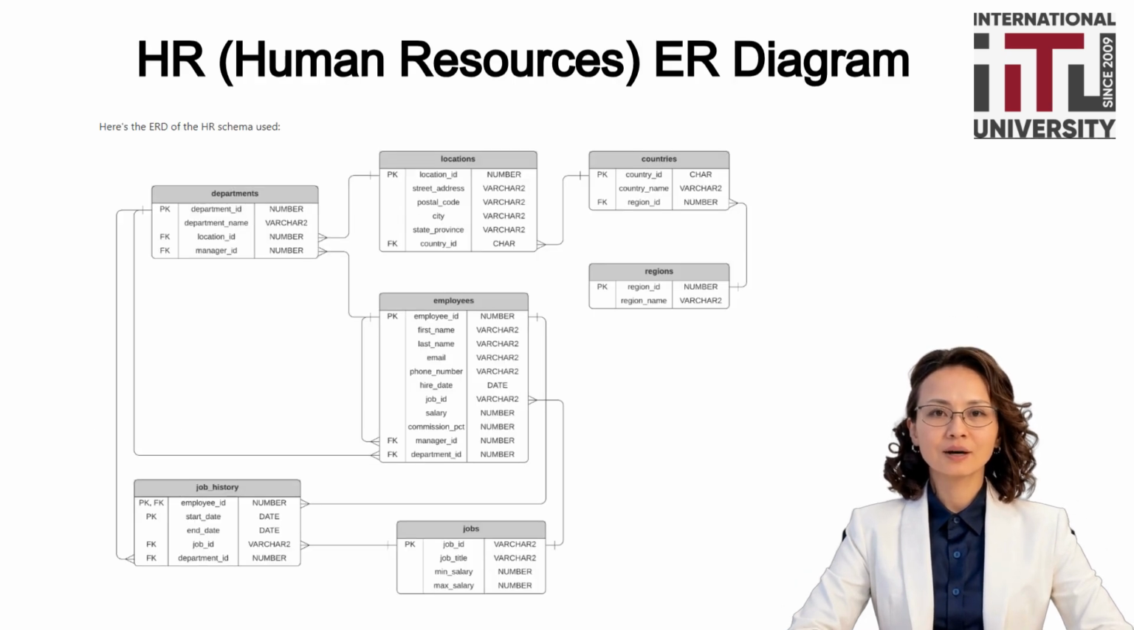An HR ER diagram visually represents the relationships between entities like employees, departments, and positions. It defines attributes such as employee ID, department name, and position title, illustrating how data is interconnected. This diagram aids in understanding data flow and structure within human resources systems, ensuring efficient data management and retrieval.